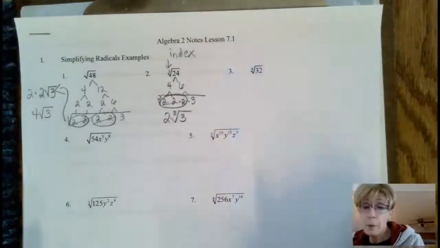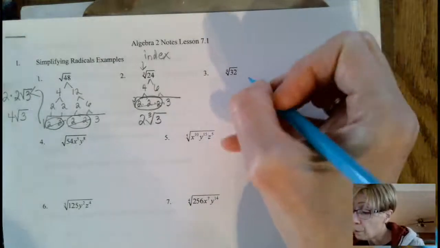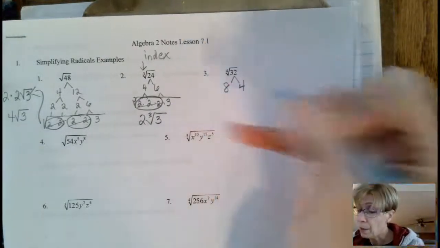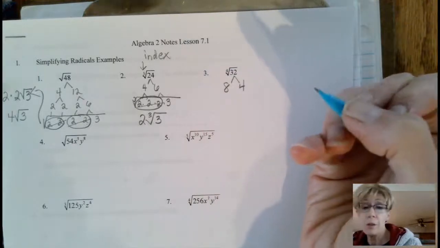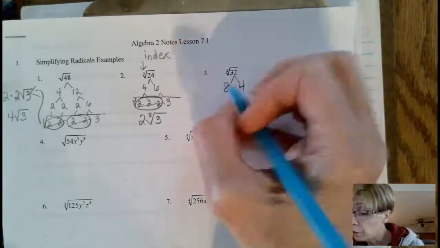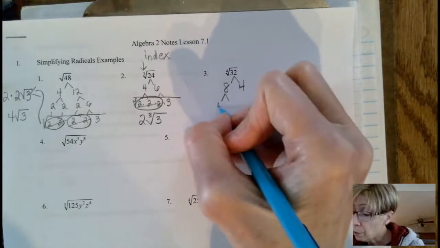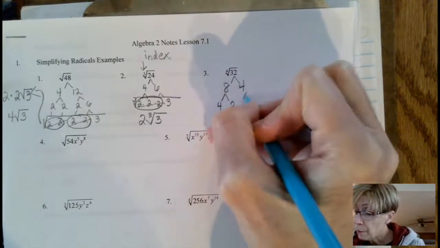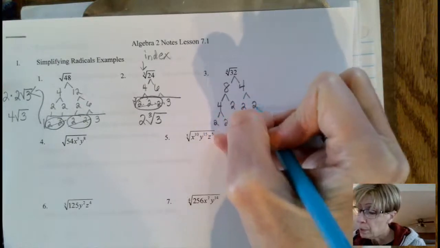So when we look over here on problem number 3, the 4th root of 32, this time what we're looking for is 4 of the same value. 8 times 4 is 32, 16 times 2 is 32. It doesn't matter what you pick in terms of factors, because we're breaking them all down.